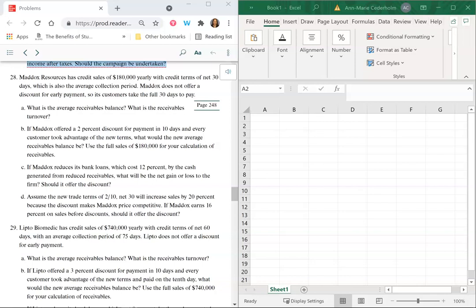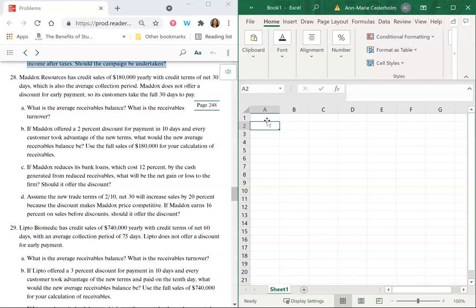So I'm actually going to be answering part, I think it's part B and C. Okay, so let's read through this. Maddox Resources has credit sales of $180,000 yearly with credit terms of net 30 days, which is also the average collection period. Maddox does not offer a discount for early payment, so its customers take the full 30 days to pay.